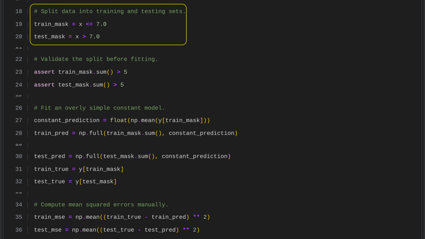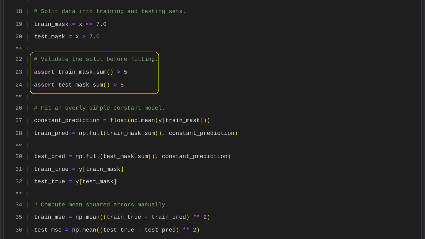The data is split into training and testing sets based on the x values. Values up to 7 are used for training, while values greater than 7 are held out for testing. This lets us check how well the model performs on data it has not seen before.